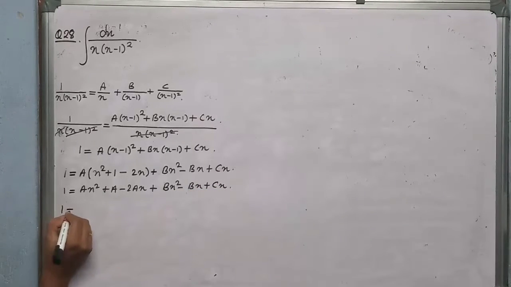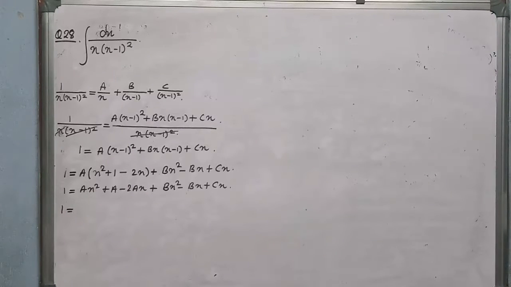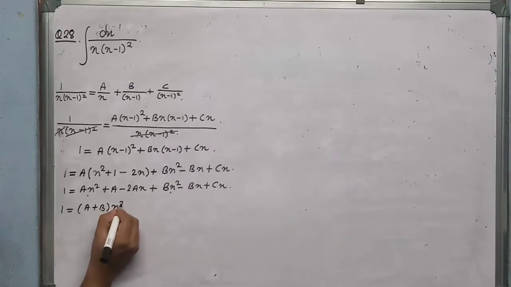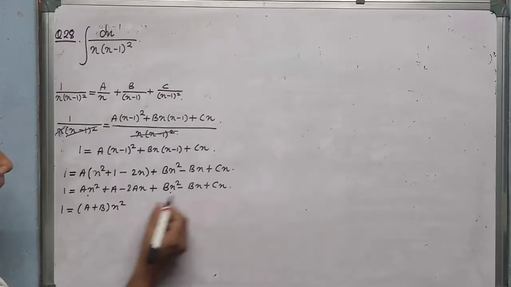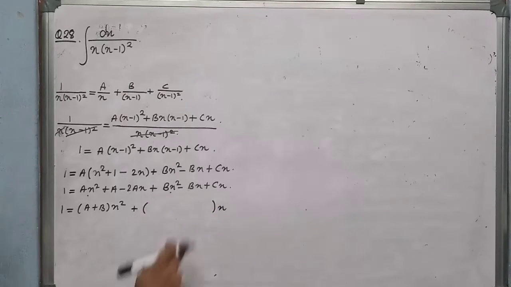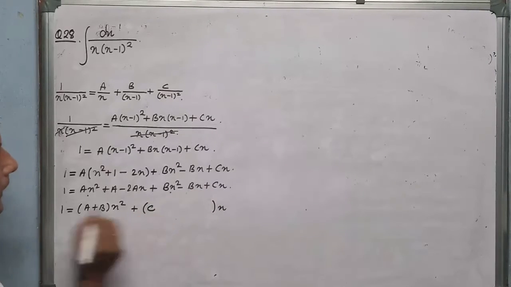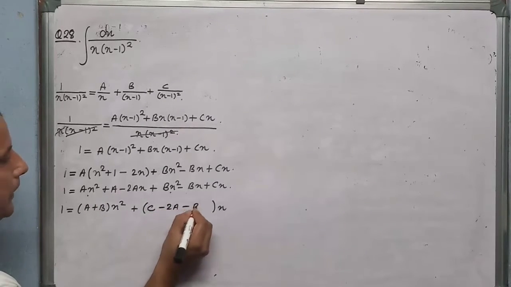Now I'll try to form a quadratic equation in terms of x squared. From these two expressions, the common factor is x squared. If I take x squared common, it will be a plus b into x squared. Now I'll take x common. From these three expressions, x is common. If I take x common, I'll start with the positive quantity. It will be c, then minus 2a minus b.